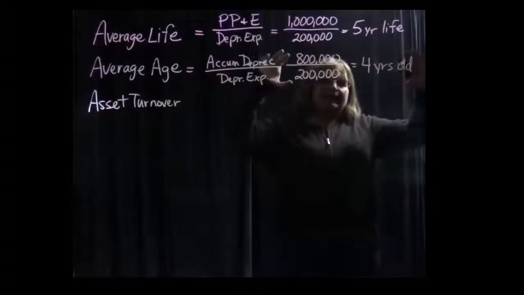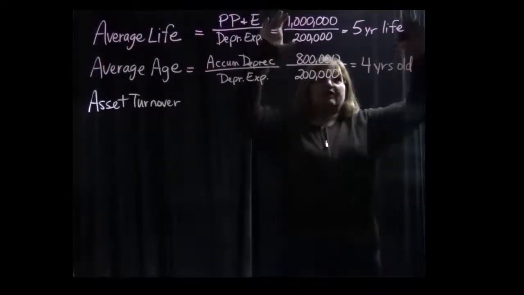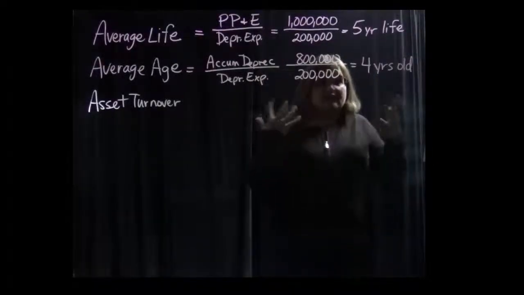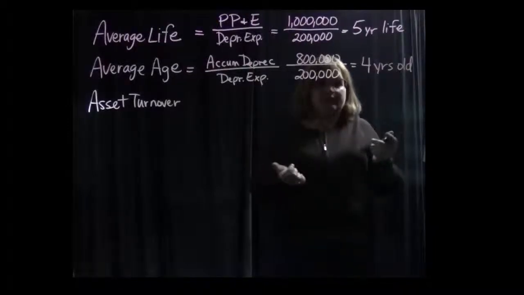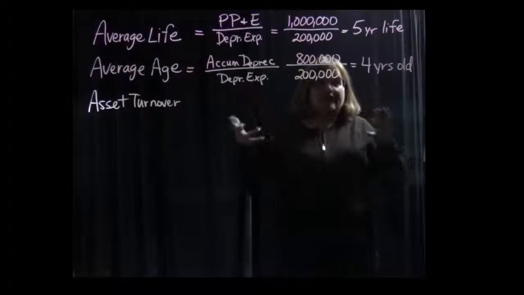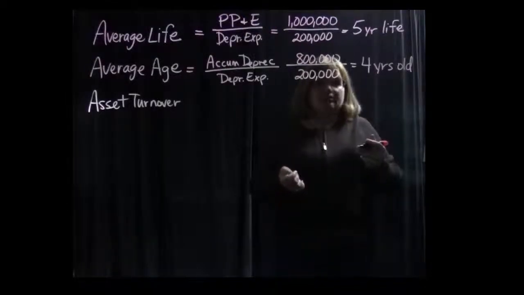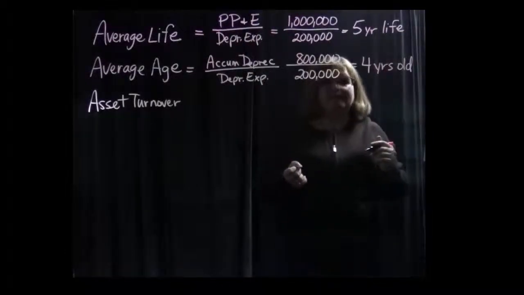And if you combine that information, they're 4 years old and they have a 5-year life, that tells you in the next year they're going to be completely using up their property, plant, and equipment, and so they're going to have a big expenditure coming up to replace those assets. And so that's where those two calculations together come in pretty handy.